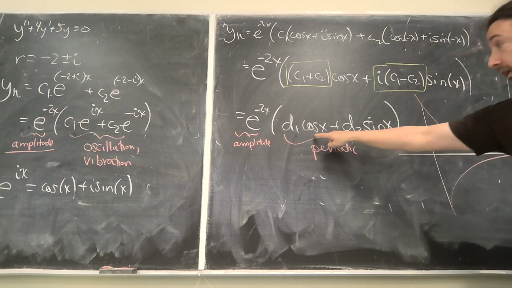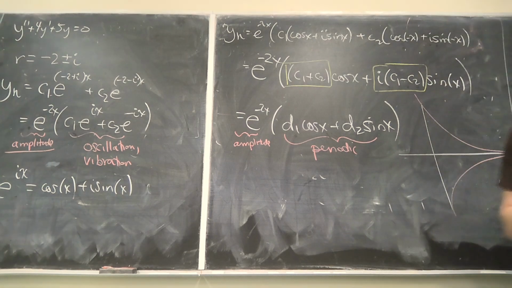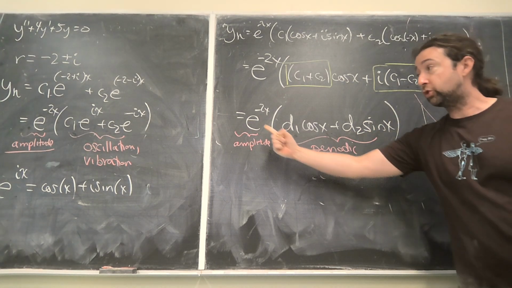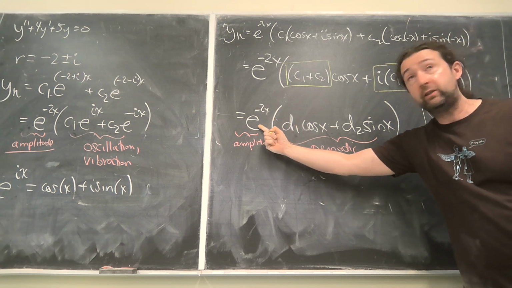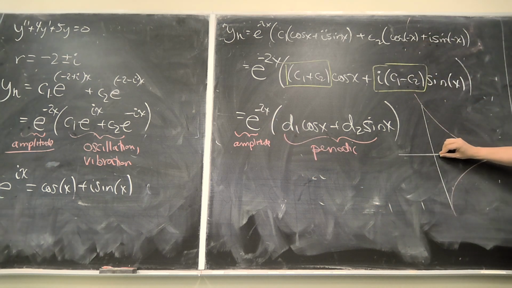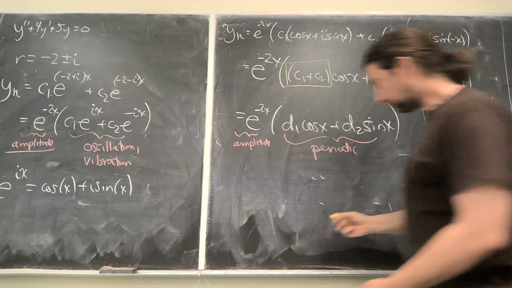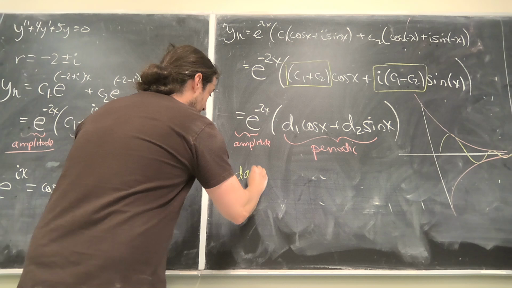So these things together represent a single oscillating sine wave with possibly a phase shift. But the amplitude is controlled by this exponential. It can never be larger than this. So what you get is an answer that looks like this. The exponential term is forcing the oscillations to go to 0. In practice, this is what would be called a damped oscillator.